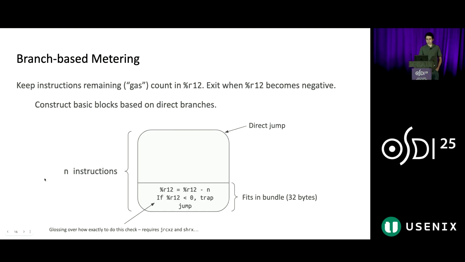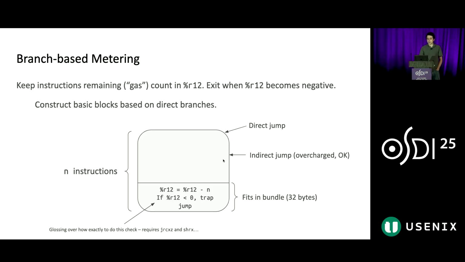At the end of every basic block, there needs to be a metering update sequence. It's going to first reduce R12 by the number of instructions that executed in the basic block, and then check whether R12 went negative, and if so, perform a trap. So this is great for direct jumps. I'll just mention an indirect jump can arrive anywhere, and that's okay, because if it arrives in the middle of a basic block, it'll just get overcharged.